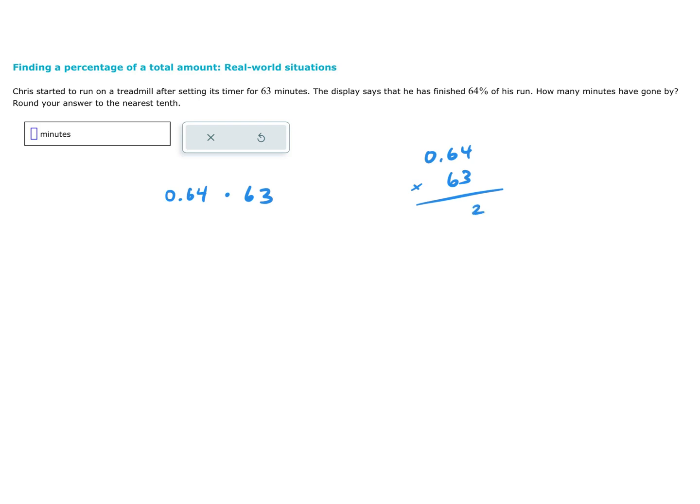3 times 4 is 12. 18 plus 1 is 19. Go on to the next line. 6 times 4 is 24. 36 plus 2 is 38. Add all this up.